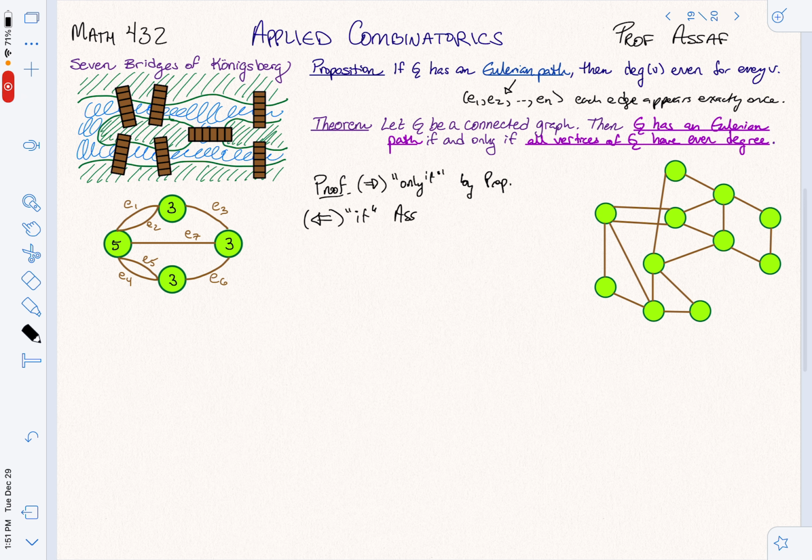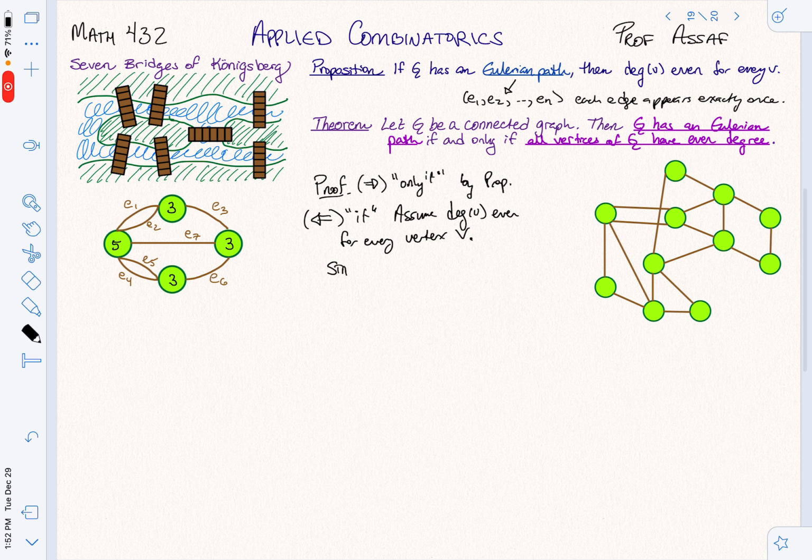So let's assume that the degree of V is even for every vertex. And here we have an example: every vertex in this graph, you can check, has even degree. It's either degree 2 or degree 4. So what I'm going to do is give a constructive proof of this theorem. And that's really the kind of proof that we want. A lot of the proofs that we're going to see in graph theory aren't going to be constructive. They're going to be existence proofs. But this one we can actually do constructively.